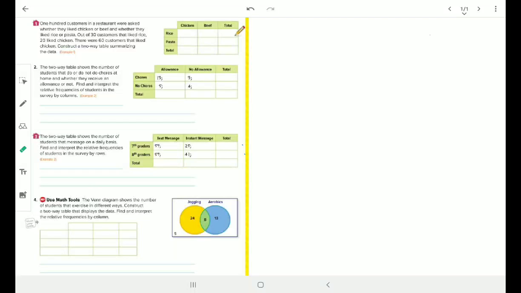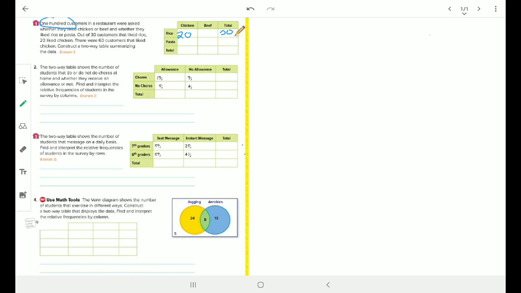So I'm going to take a look at number 1 here. On number 1, we just have to construct the two-way table. So we have 100 customers in a restaurant. Let's go ahead and circle that. We need to know that because that's how many total people were surveyed. They were asked if they liked chicken or beef, and whether they like rice or pasta. So out of 30 customers that like rice, we know that in the rice row, there were 30 people total. And out of those 30, we know that 20 like chicken, right?